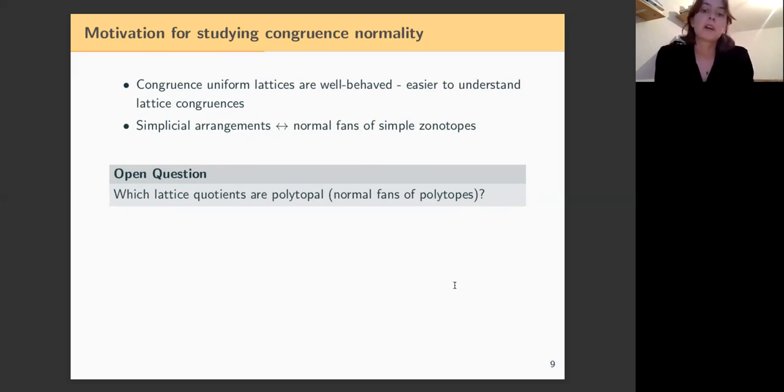And there's been a lot of interesting recent progress on this. In 2019, Pilo and Santos put out a paper called quotientopes that said that in type A this is possible, and they gave a construction for the polytope.